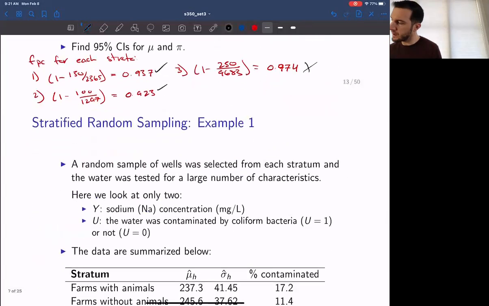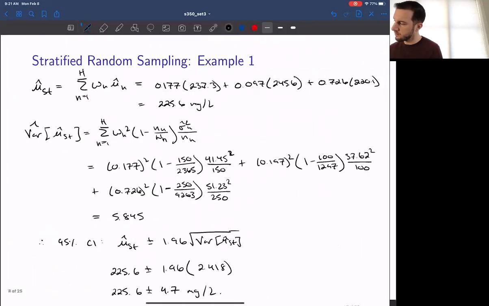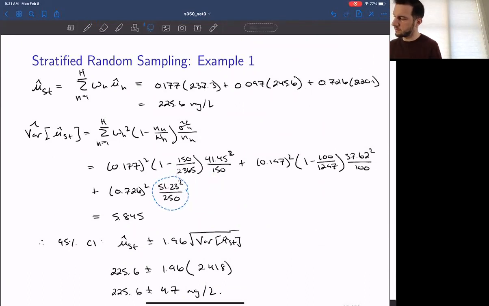Okay, so then going back to our calculations here, in this group, we'll just knock this part out. All right, and then we should end up with the following.